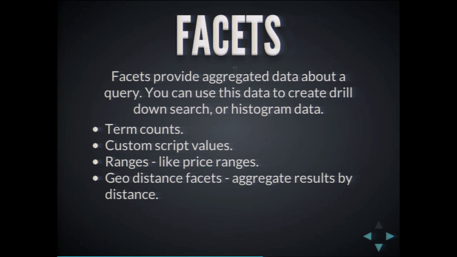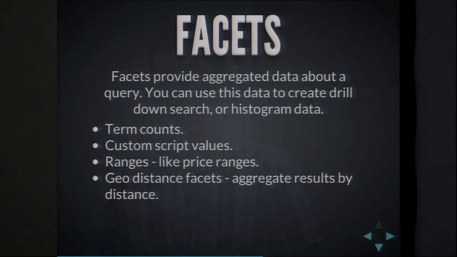Elasticsearch makes that really, really easy. You just ask it, give me some facets, and it says, sure. Here you are. You can do facets on a number of different things. You can do it on term counts. So you can say, find me all the tags. Give me a histogram of all the tags that also came out of this search.